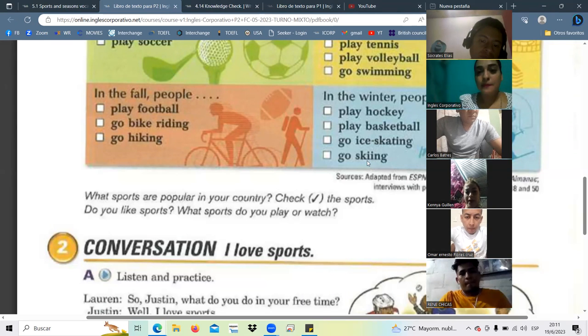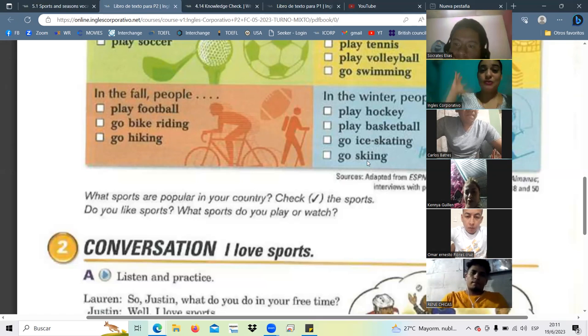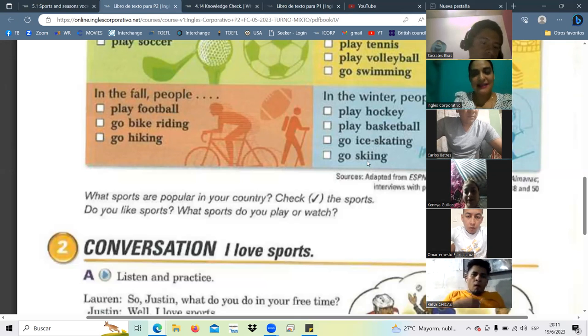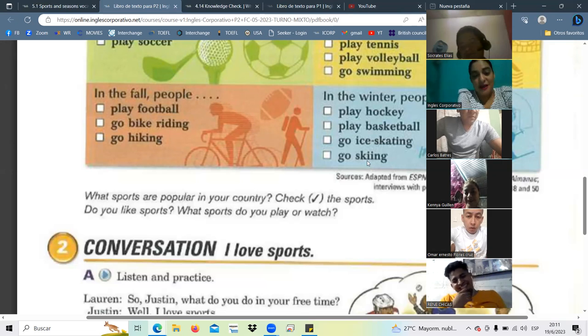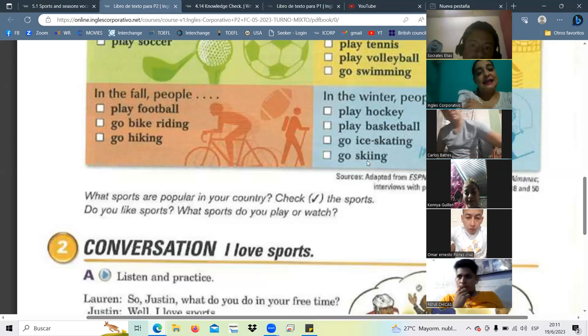Basketball es lo mismo que baseball. Sí, va. No, basketball es el baloncesto. Baseball es con el palo, ajá, el bate. Ese es baseball, ajá. Nice, guys. What else?